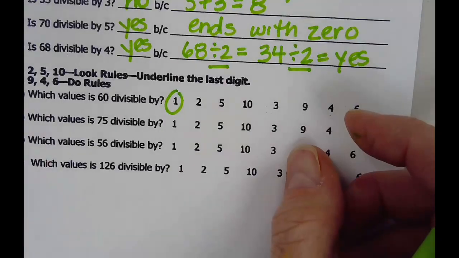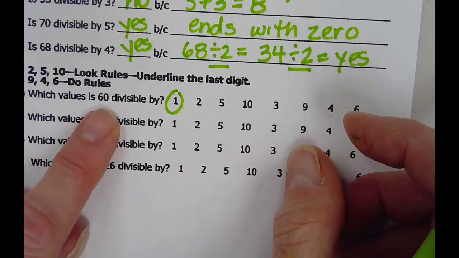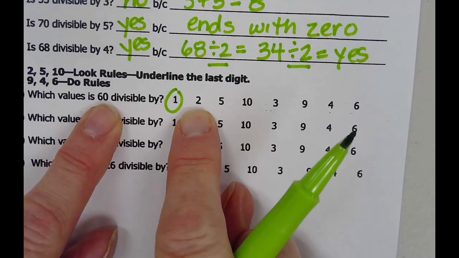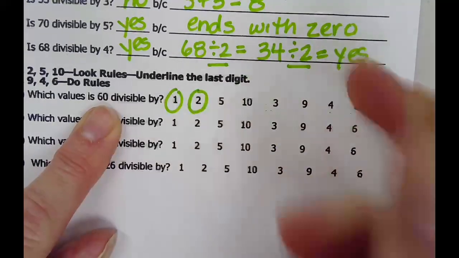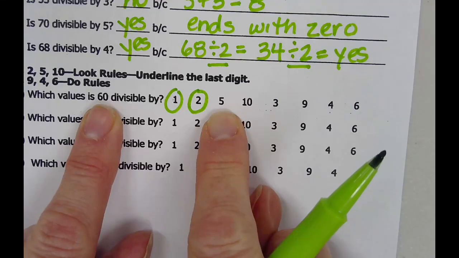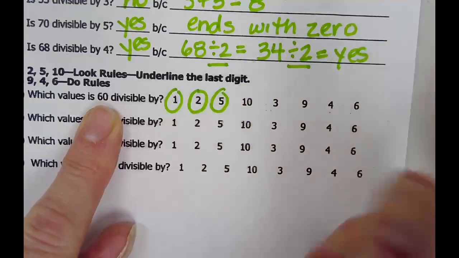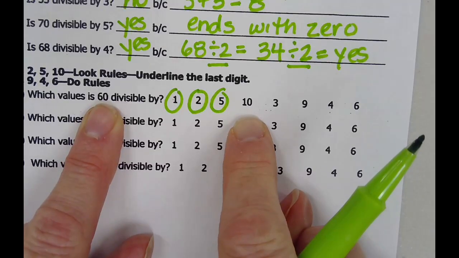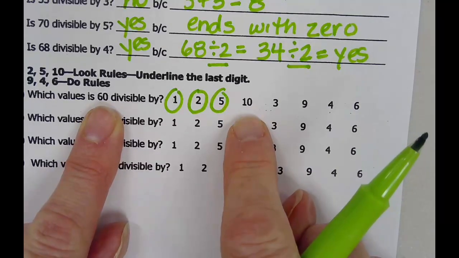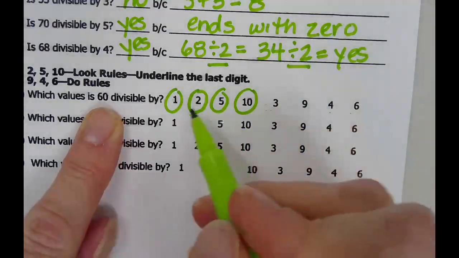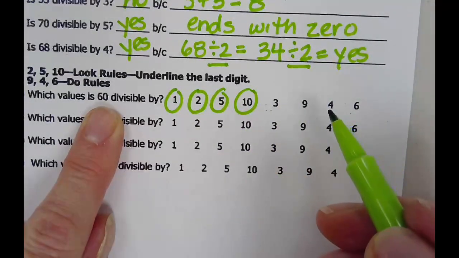That's concerning. All right, so I have 60. Is 60 divisible by 2? Why? Ends with a 0. Is 60 divisible by 5? Why? Ends with a 0. Is 60 divisible by 10? Why? Because it ends with a 0. So if it ends with a 0, you're going to have 2, 5, and 10 every time.